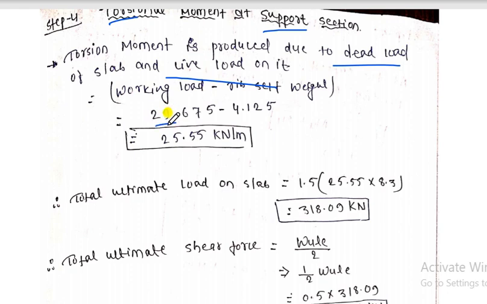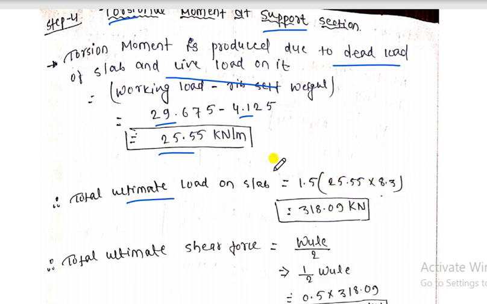So 29.675 as calculated above, minus the weight of the rib, we have already calculated 4.125 above. So ultimately we got 25.55. Now we need to calculate the ultimate load on the slab, that is the total load for the whole effective length. Initially we calculated for the per meter length. Now we will calculate for the whole effective length, that is for 8.3.